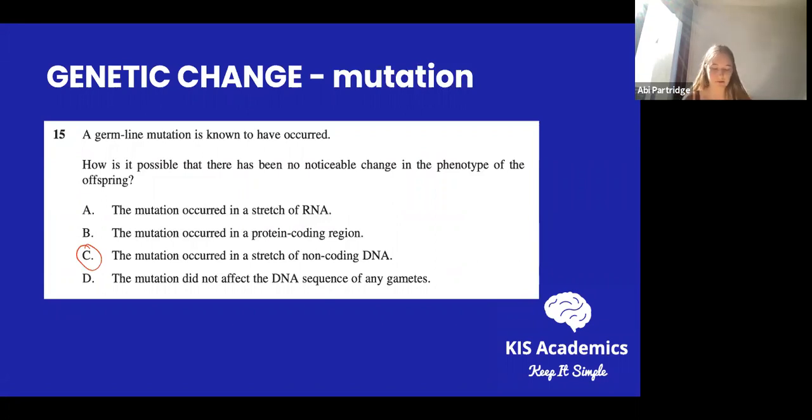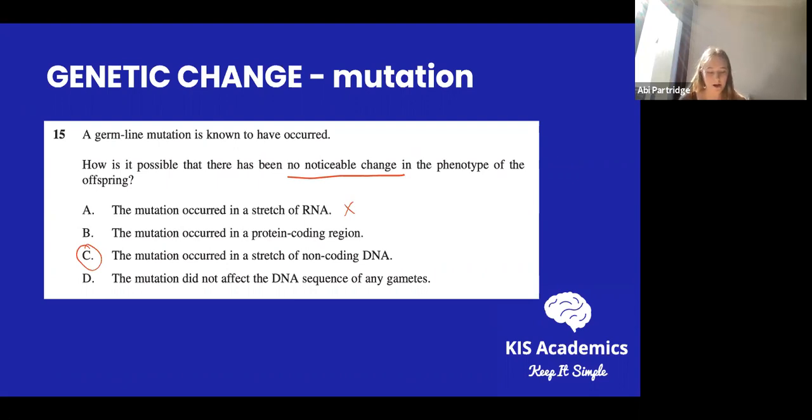So mutations don't often occur in RNA because the mutations occur in the DNA, and then the RNA is coded off the DNA. So that wouldn't really happen. And then if the mutation occurs in the protein coding region, that's when it would affect the phenotype. But the question's asking for no noticeable change. So if it occurs in a non-coding region, then that is when it wouldn't change the phenotype.